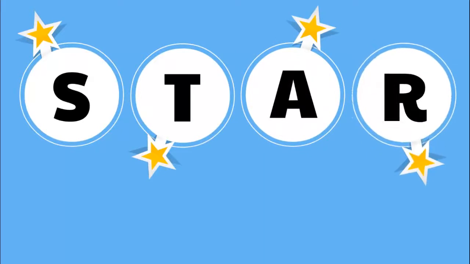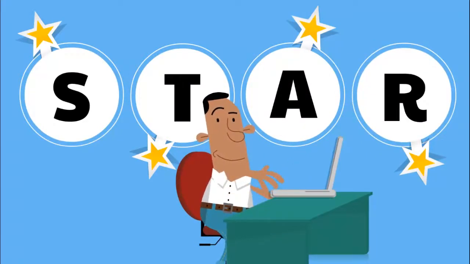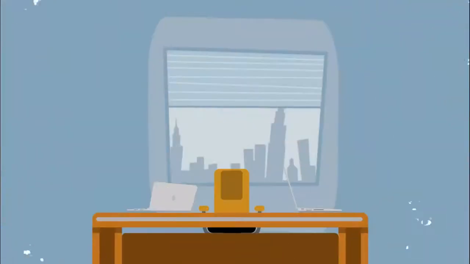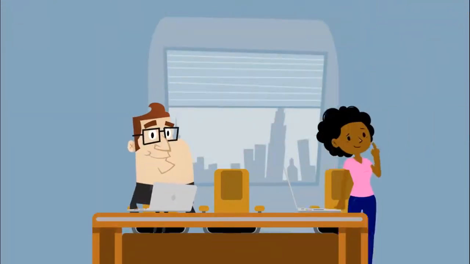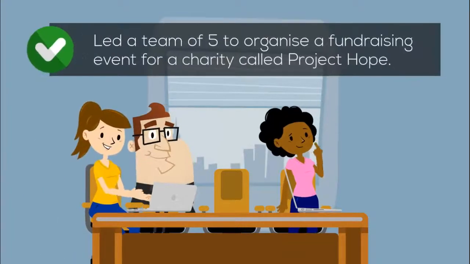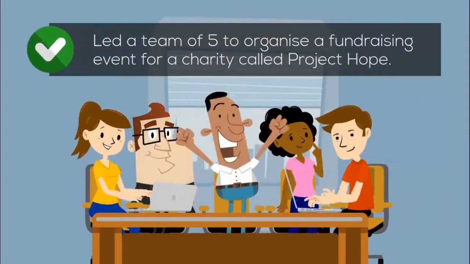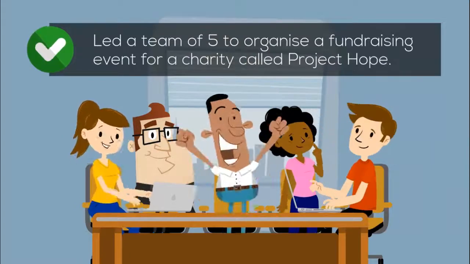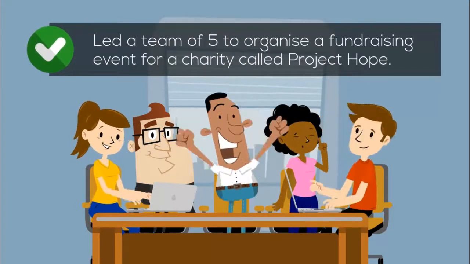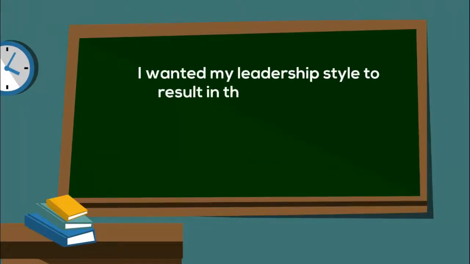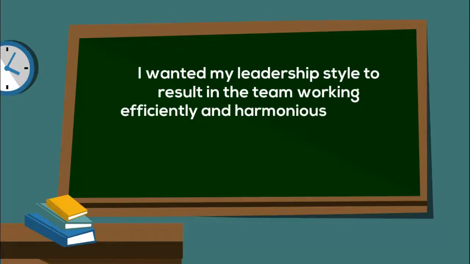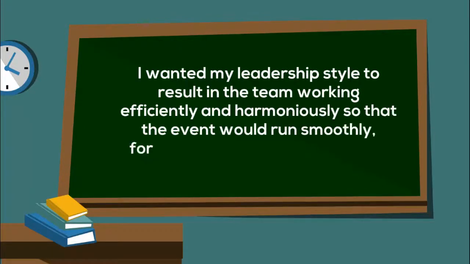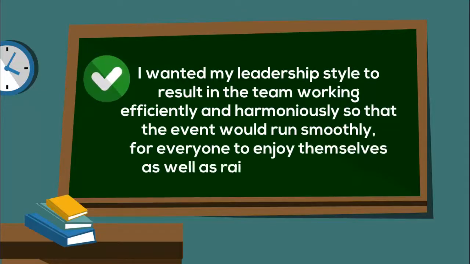After you've broken down your example into the situation, task, action and result, you then need to write your statement in a seamless paragraph. For example, I demonstrated my leadership skills last semester when I led a team of 5 from the University of Sydney Martial Arts Club to organise a fundraising event for a charity called Project Hope. I wanted my leadership style to result in the team working efficiently and harmoniously so that the event would run smoothly, for everyone to enjoy themselves as well as raise a lot of money.